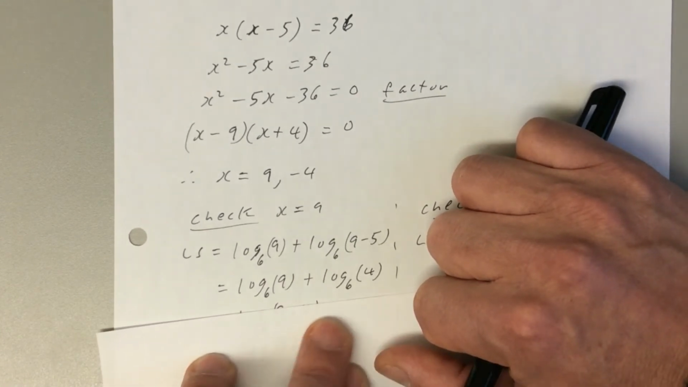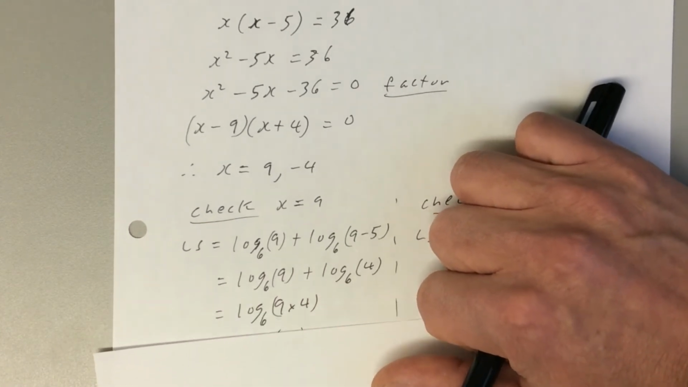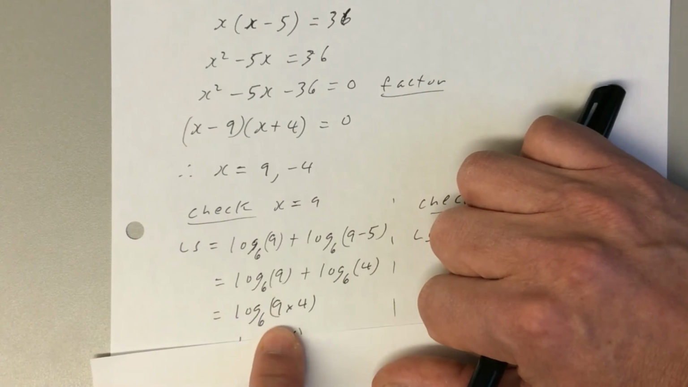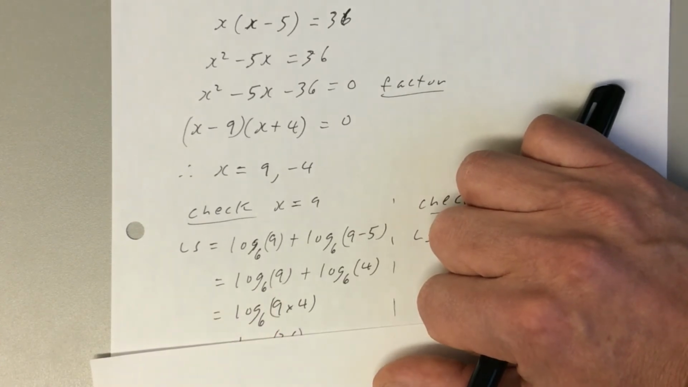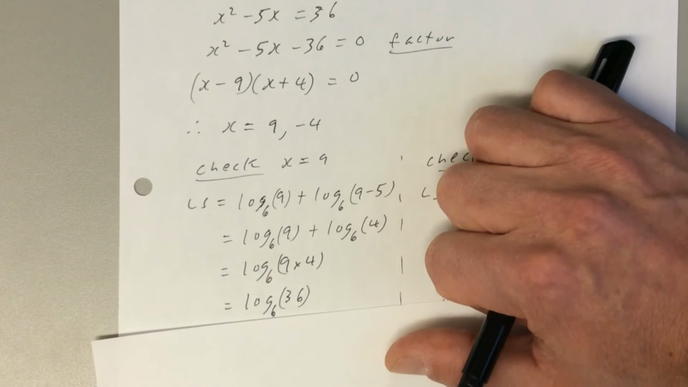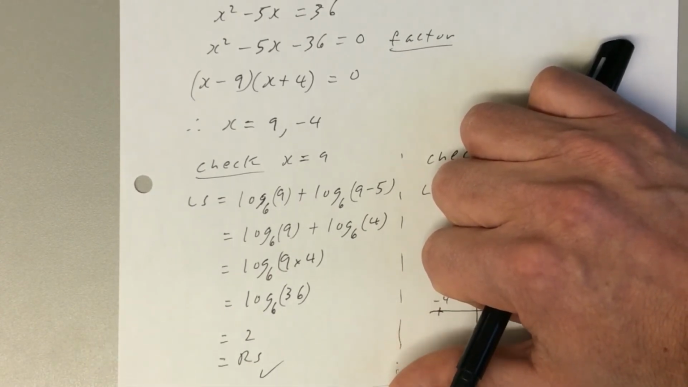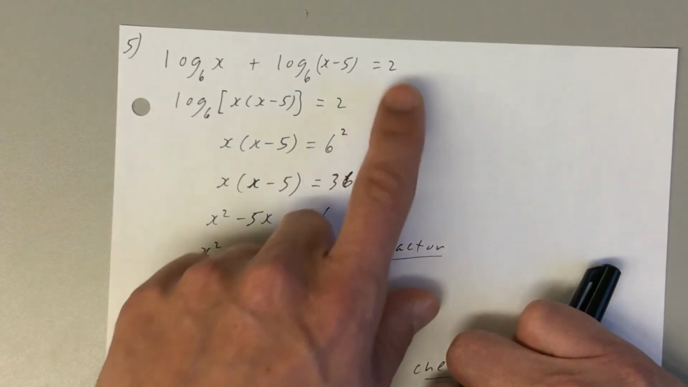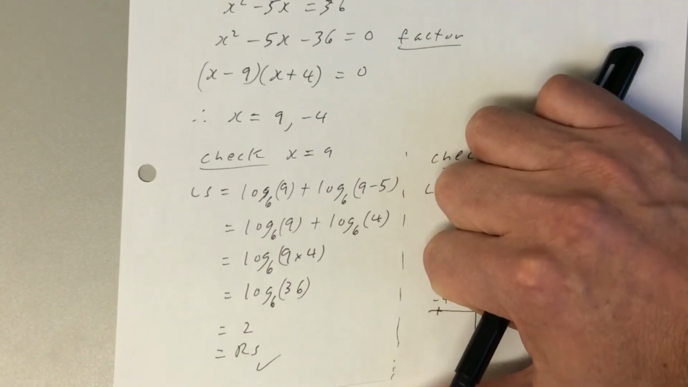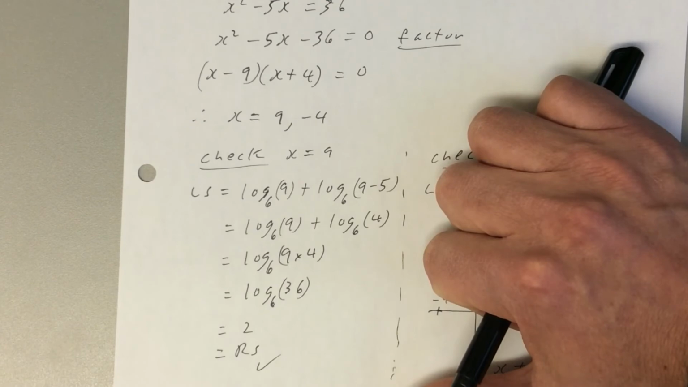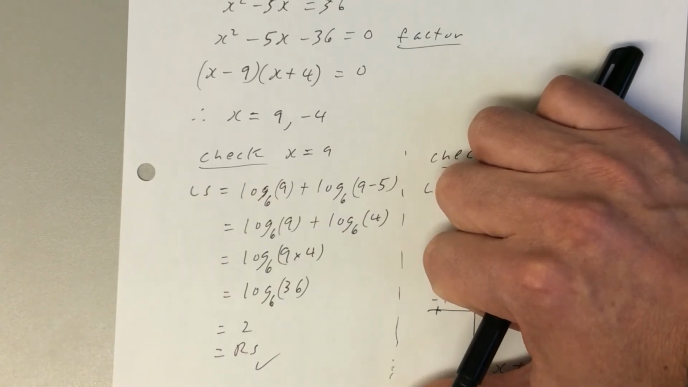Kind of hard to do on their own. So we're going to bring it together, multiply it. So 9 times 4 is 36. And log base 6 of 36 is 2, which is the right side. Okay? The right side of that equation was 2. So that means that x equal to 9 is a solution.